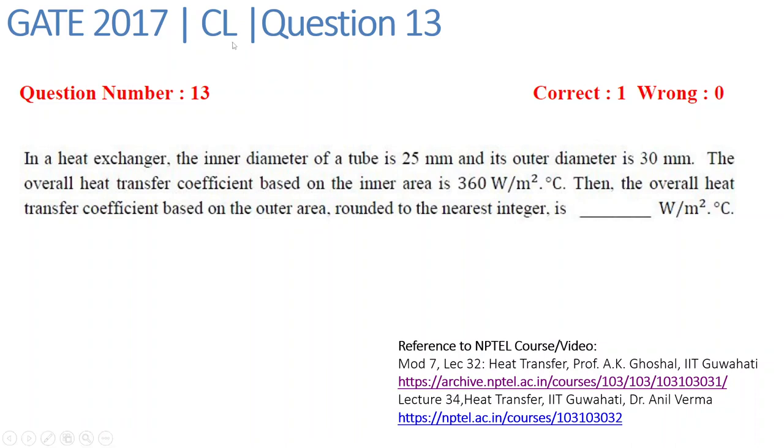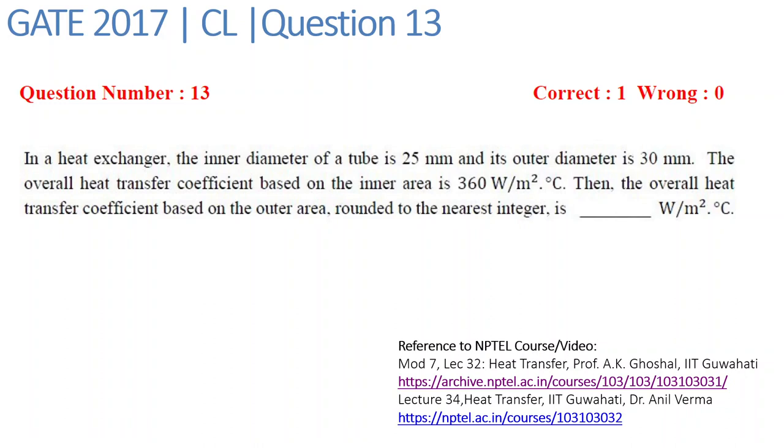So the first question that we are looking at is from the GATE 2017 paper. I will just quickly read the question and then we can look at the video solution. The question is, in a heat exchanger, the inner diameter of the tube is 25 mm and its outer diameter is 30 mm. The overall heat transfer coefficient based on the inner area is 360 watt per meter square degree Celsius. Then the overall heat transfer coefficient based on the outer area rounded to the nearest integer is dash watt per meter square degree Celsius.